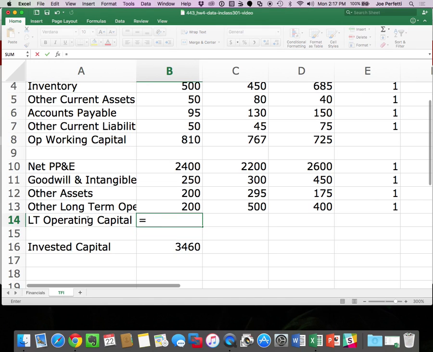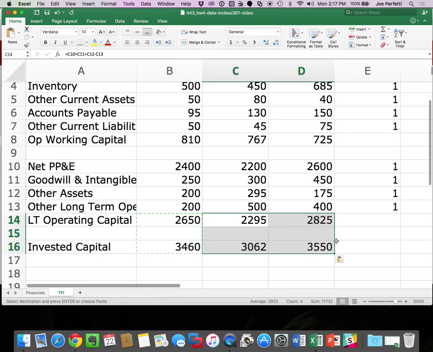So I take the net PP&E plus the Goodwill plus the other assets minus the long-term operating liability, and then I could basically add that plus that, and I could still get the same answer. Now you might say, well, why would I do it this way versus the other way? The answer is I was being a little lazy when I did the initial setup last week, and to some degree even with the solution. If you're comfortable doing it the way that I initially showed you, that's fine.